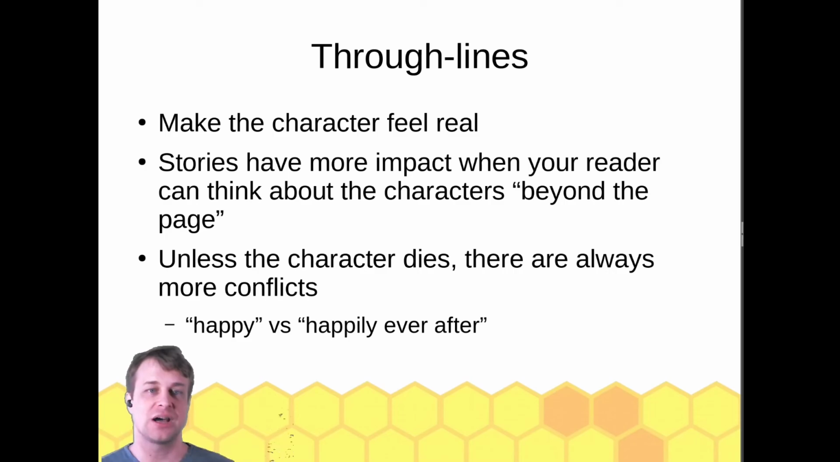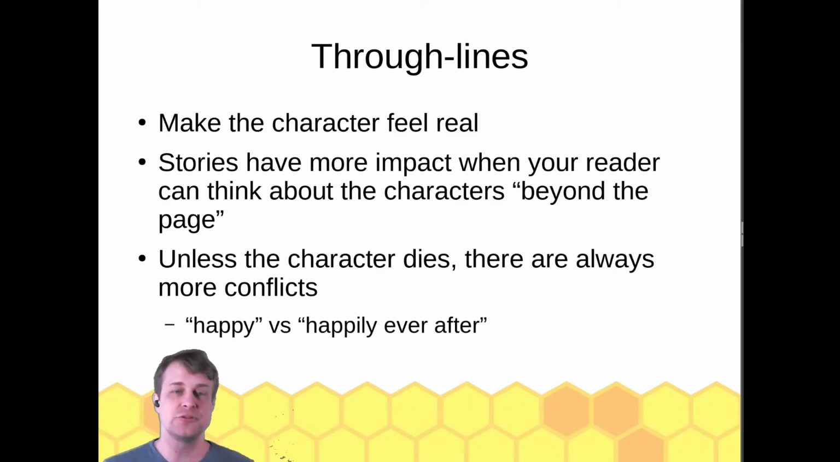Overview of through-lines. The goal is to make the character feel real by giving details about their past and giving the reader enough to think about the future. And if you do this well, their story is going to have more impact because your reader walks away from it thinking about what's going to happen next, how their life is going to change. They believe that that character is real, that they change and adapt because of what has happened to them. And in the case where the characters are killed, they're left thinking about, oh, how did they get to this place? What was their life like before? That's the question of those stories.